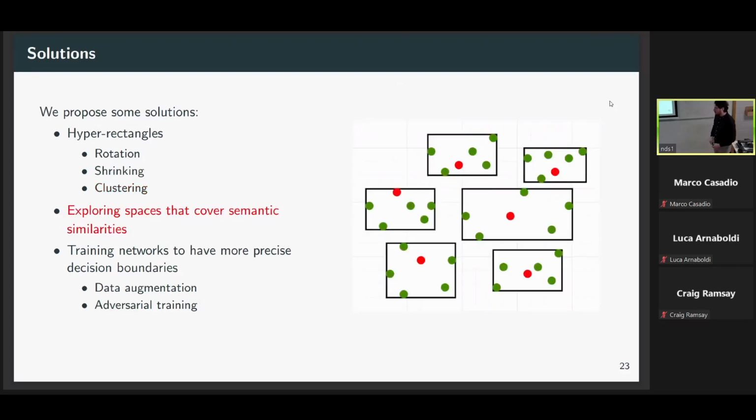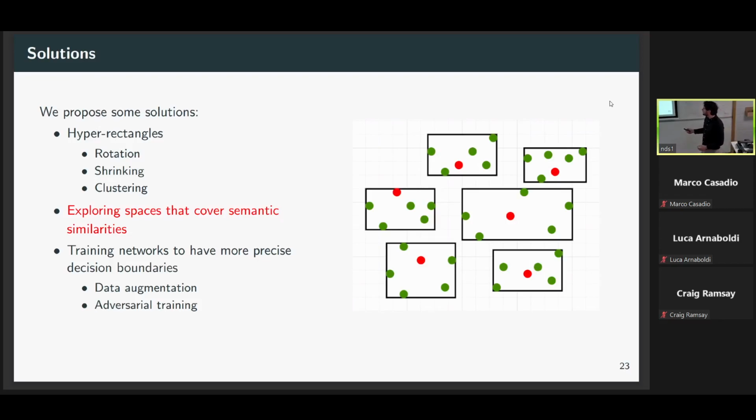Another thing we can do, to take into account the second obstacle that we found, is to explore spaces that cover semantic similarities. So how does this work? The red dots are still inputs of a class. The green ones are actually perturbations of that input. They can be character perturbations, word perturbations, sentence perturbations, any perturbation you can imagine.